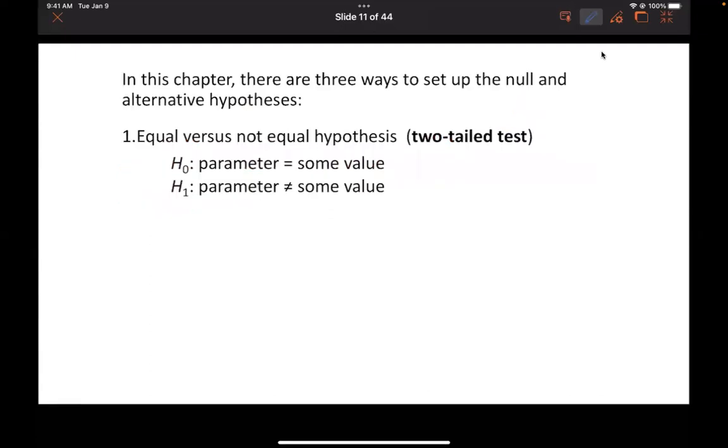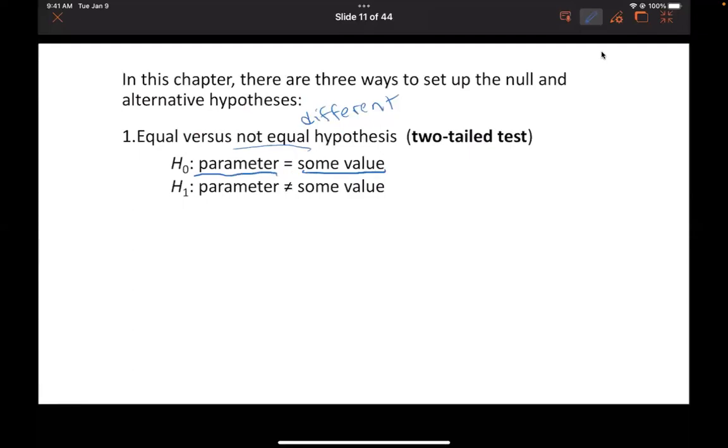So this is what it's going to look like. If we are saying, like that very first question, when we say something is not equal, or if it says different, if it says the word different, it doesn't say less than or greater than, it says different. This is what it's going to look like. My H naught would be that whatever parameter we're looking at equals some value.